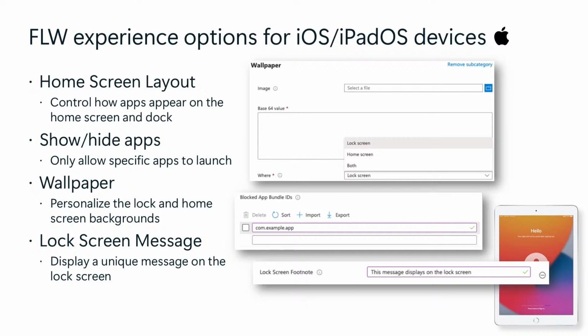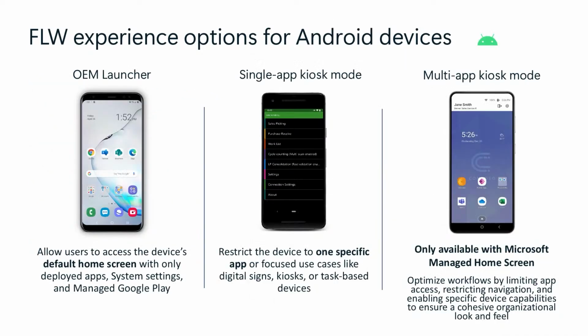On iOS and iPadOS, you have a number of device configuration policies that let you really customize the user experience that your end user is going to get when they turn on the device. You can configure a custom home screen layout, you can show and hide specific apps, set a wallpaper on the device, and set a lock screen message so that your users see what you want them to see. On Android devices, you also have a couple of different options. So first, you could allow users to just use the default home screen that comes with the device, except that they only see deployed apps, system settings, and manage Google Play.